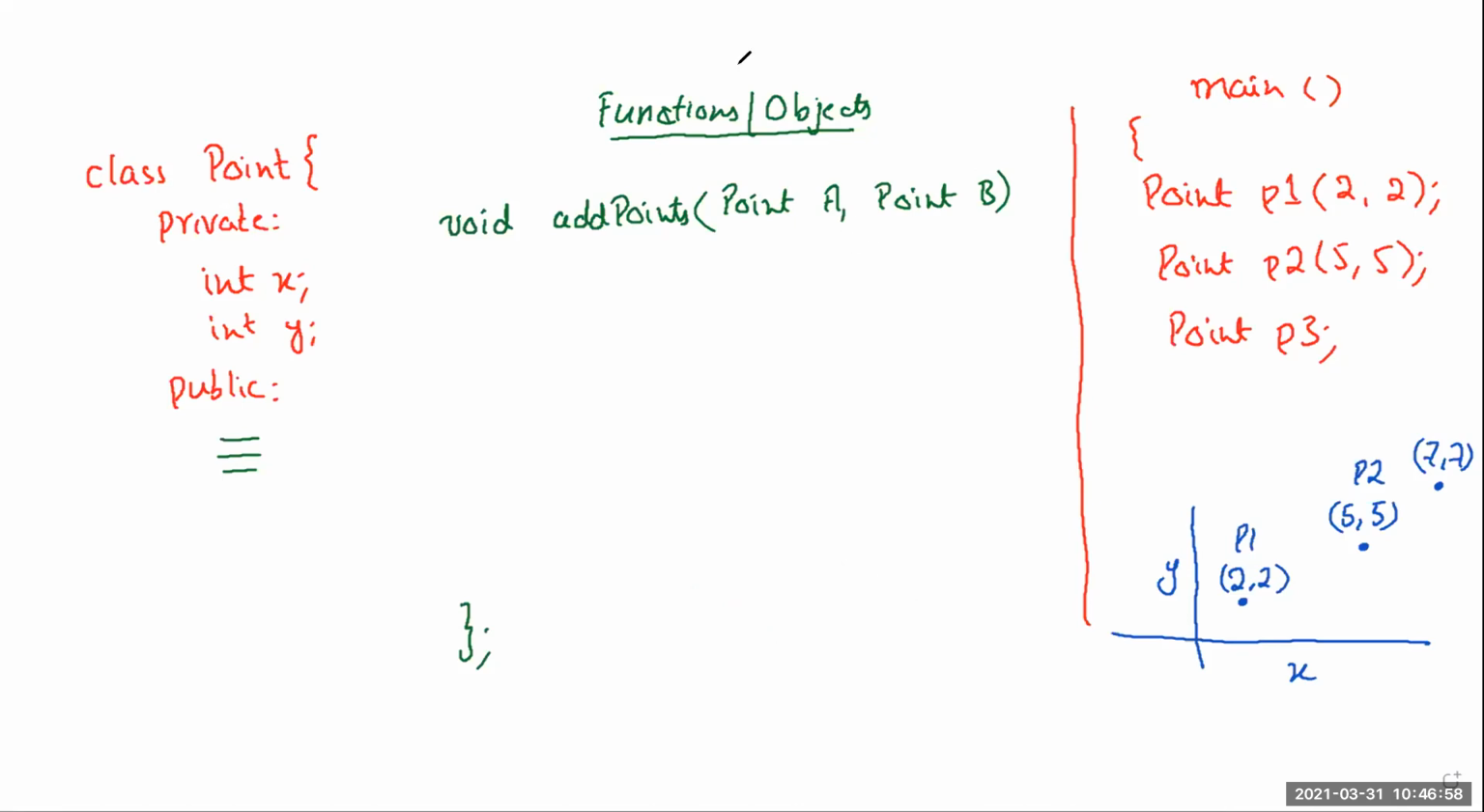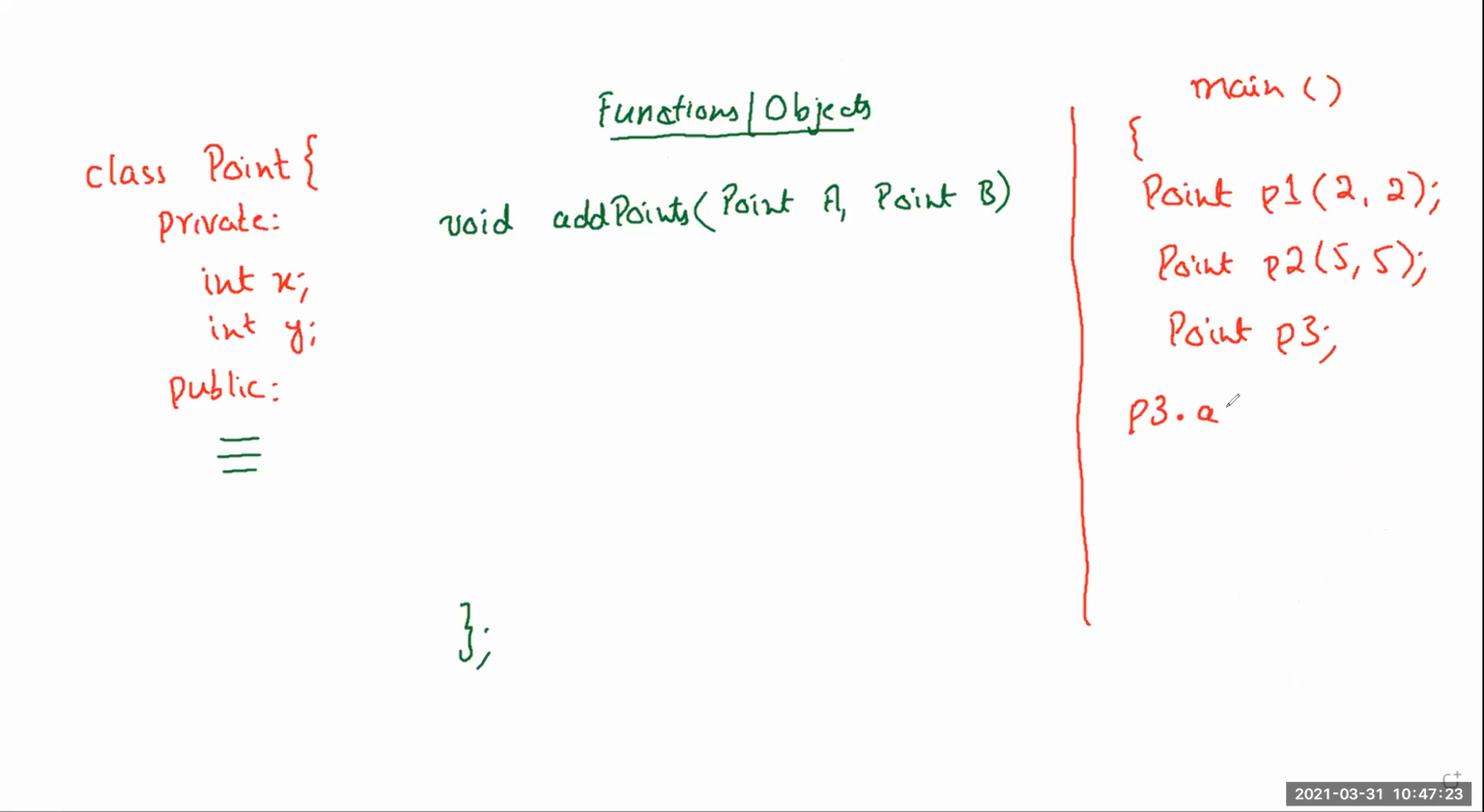Now let's go to the main and see how we'll call this function. Since this function is inside the class, in order to call this function, you need some object and then dot. Okay, so let me say I write p3 dot. Why have I written p3? Just ignore it for some moments. Add points.